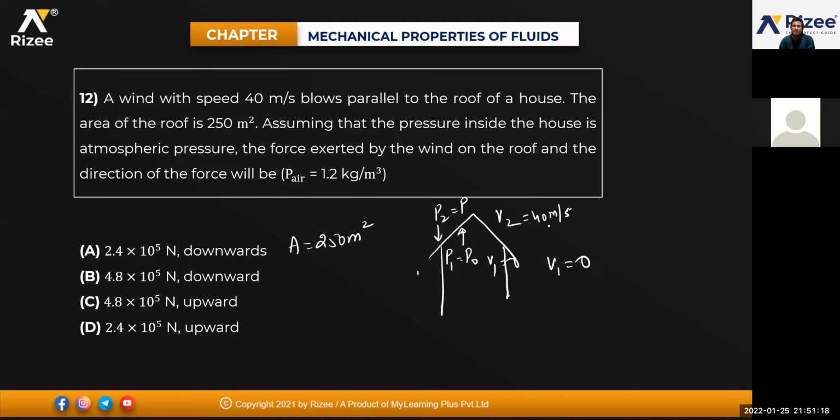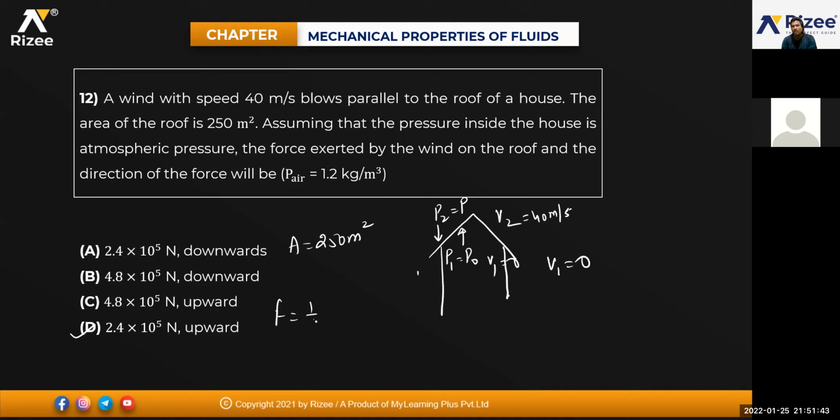Wind is blowing with velocity V2, isn't it? So this is P2 and this one is atmospheric pressure. You know that force formula, the dynamic lift formula. What is being asked? Assuming that the pressure inside the house is atmospheric pressure, the force exerted by the wind on the roof and the direction of the force. Obviously the direction of the force will be upward, isn't it? And how do you calculate the force? Beta, I told you the dynamic lift formula.